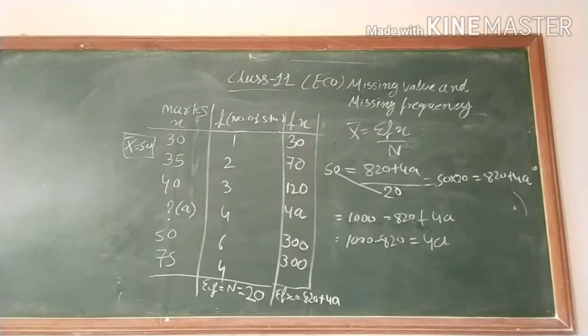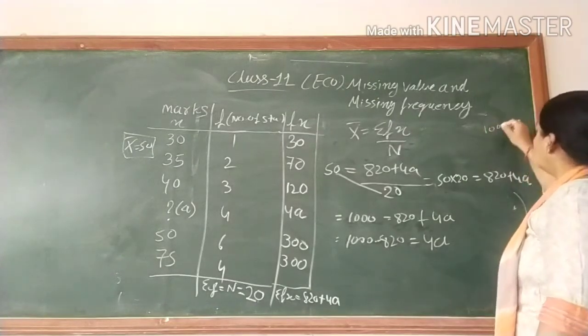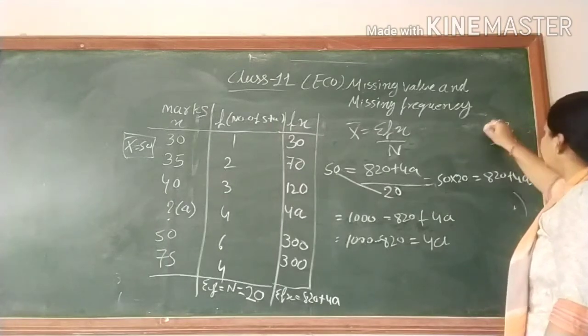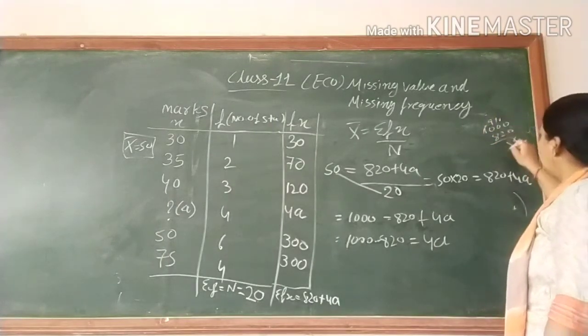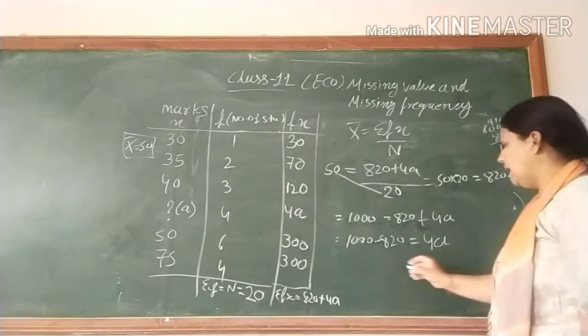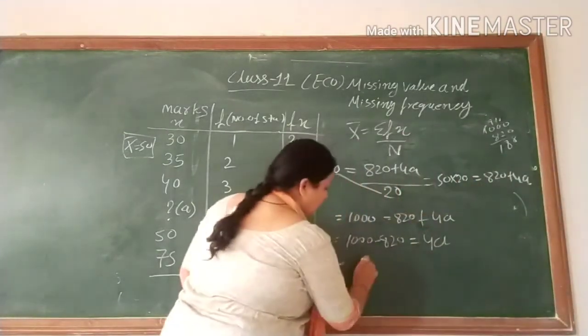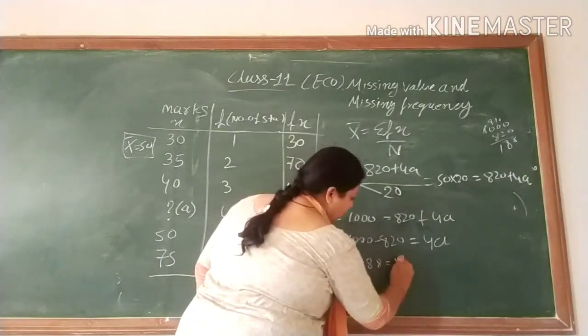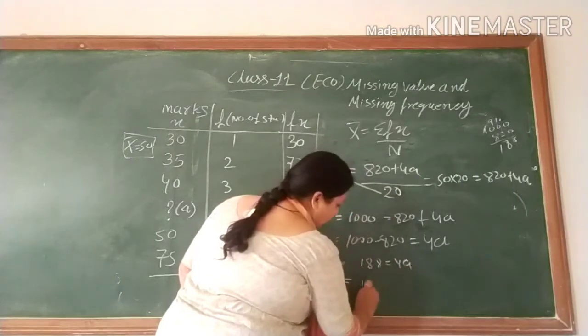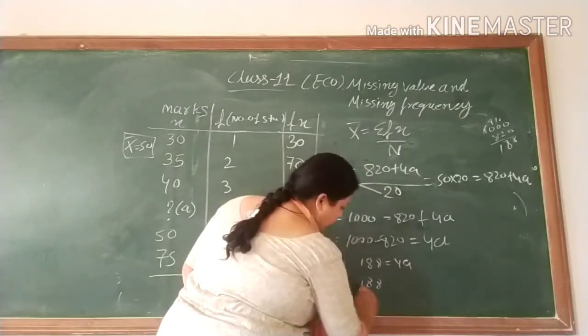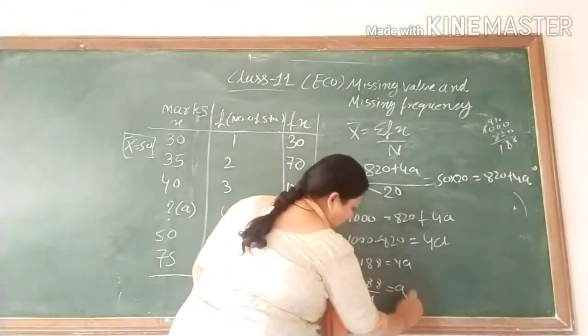1000 minus 820. You just do this. 1000 minus 820. It's 9, 10, 8, 1. 188. So 188 equal to 4a. So 188 divided by 4 equal to a.